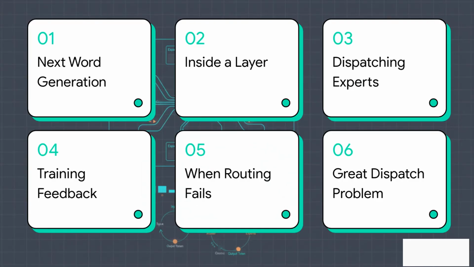Think of this agenda as our operations manifest. We've got 1. The next word generation. 2. Inside a DeepSeekMoE layer. 3. Dispatching to the experts. 4. The training feedback loop. 5. When routing fails. And finally, 6. The great dispatch problem. We are literally going to trace a single data packet straight through the system.